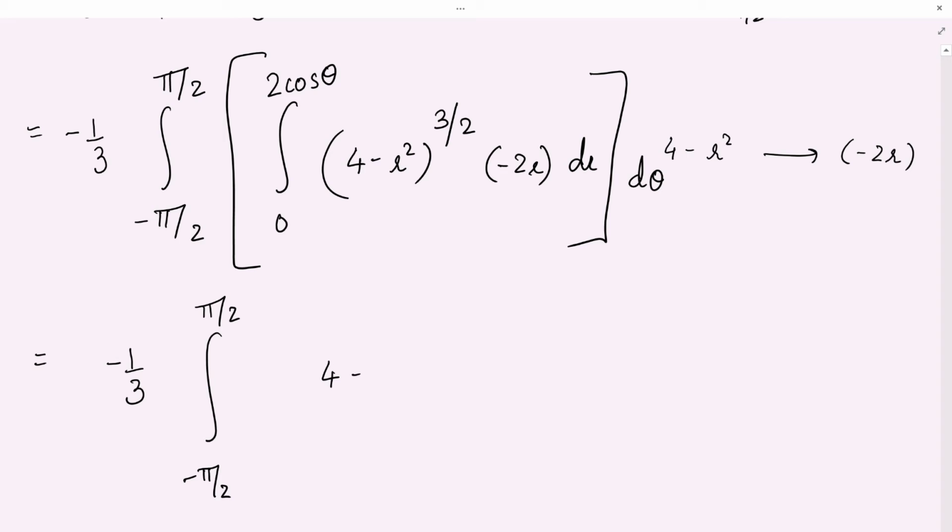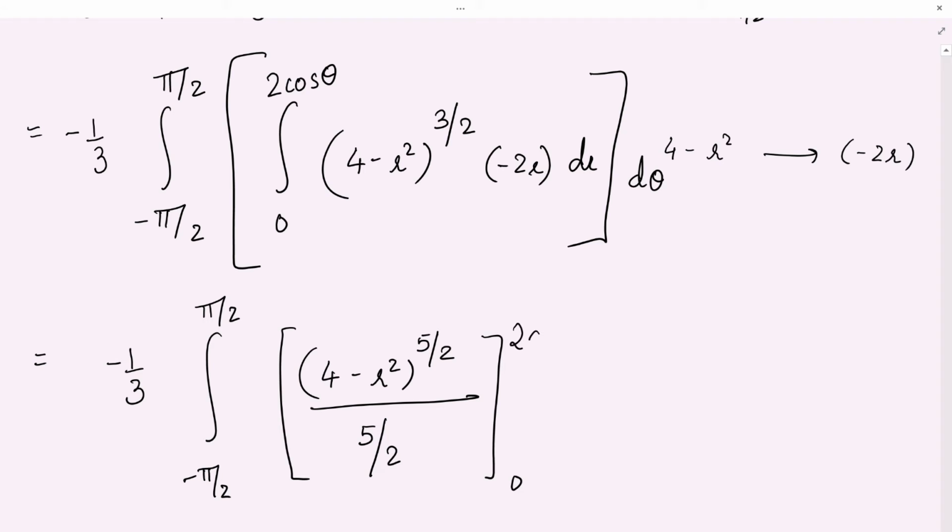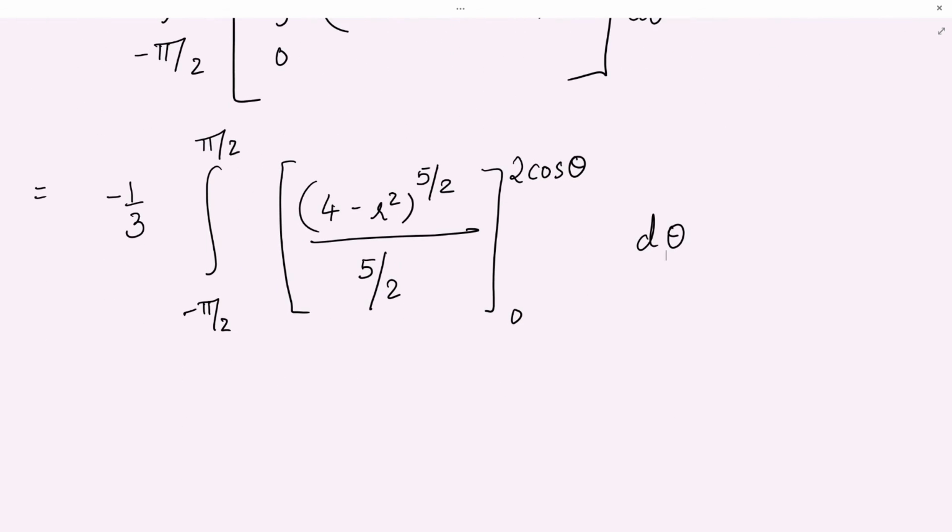So that is (4 minus r square) to the power 5 by 2 upon 5 by 2. Now the limits of integration are 0 and 2 cos theta, d theta. This 5 by 2 will come outside, it will become 2 by 5. Now you substitute the limits. So if I substitute the limits, this will be nothing but minus 2 by 15, from minus pi by 2 to pi by 2.